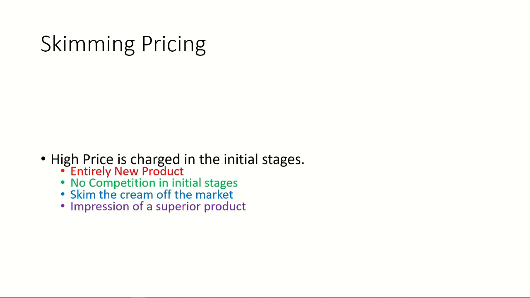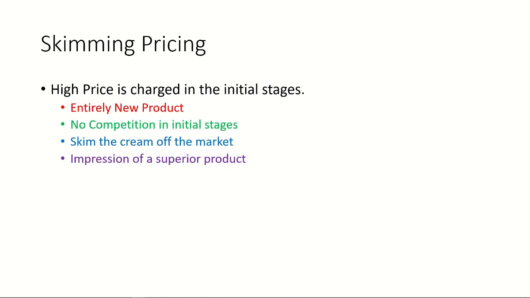Okay, first of all, we are discussing the skimming pricing. Here, the method is that a high price is charged in the initial stages, and there are reasons why we are charging a high price. This product is entirely new, and the market will not know anything about it. There is no competition in the initial stage, because as it is a new product, and substitute products are also not available in the market.